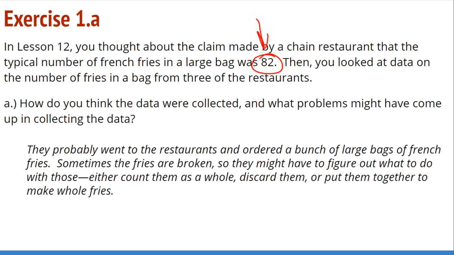Well, they probably went to the restaurants and they probably ordered a bunch of large bags of French fries. They probably went through the drive-thru and said, I need 20 bags of large fries. Now, some of the problems that they ran into. Well, how many of you have ever got French fries and some of the fries were broken? So how are we going to count those? And have you ever got some of those French fries that are a little bit shorter and some of them that are really long? Are you going to count all of those as being the same? So some of the problems that you might run into with data collection, you need to think about that before you start collecting data. What are some of the problems that I will encounter and what is my plan to overcome those problems?